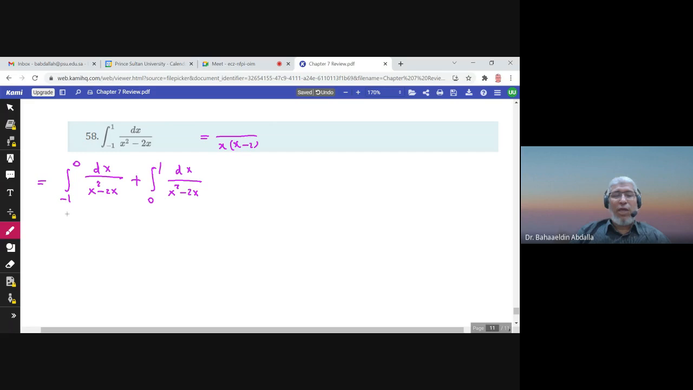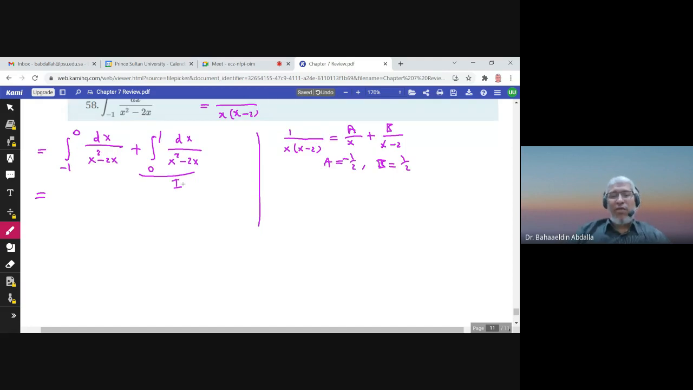Okay. And now let me evaluate, for example, the second integral. Let me evaluate this integral. So 1 over x squared minus 2x, let me write it as 1 over x times x minus 2, and using partial fractions, A is, if I replace x by 0, forget about this one, negative half. B is, if I replace x by 2, forget about this one, half.